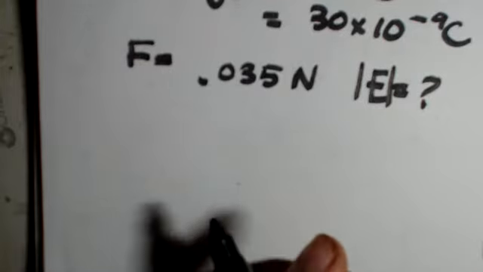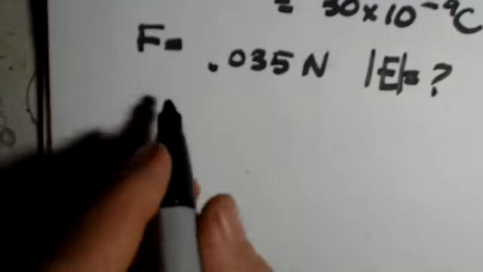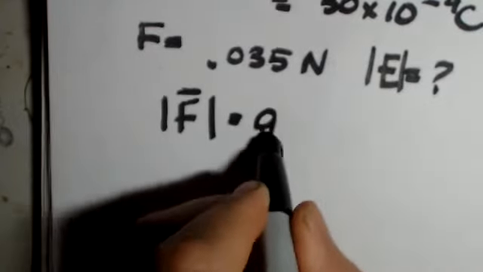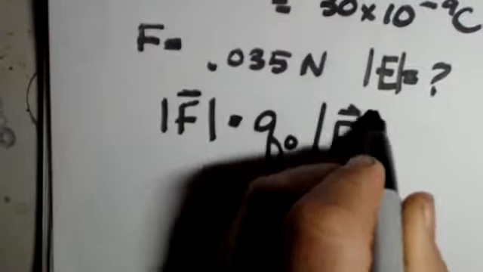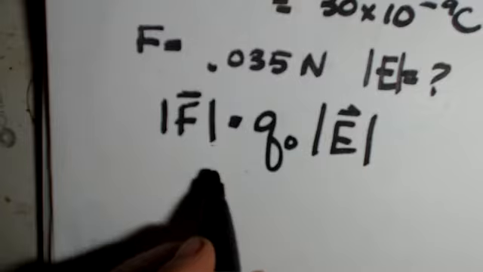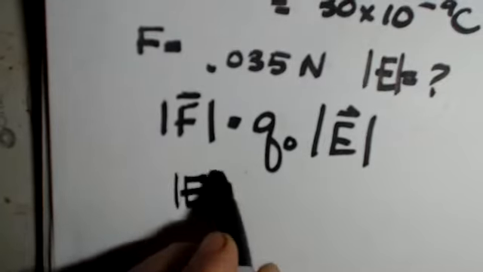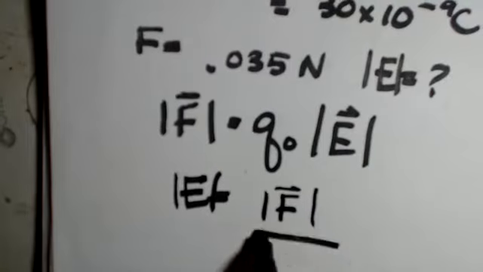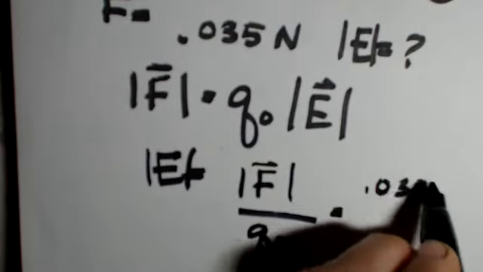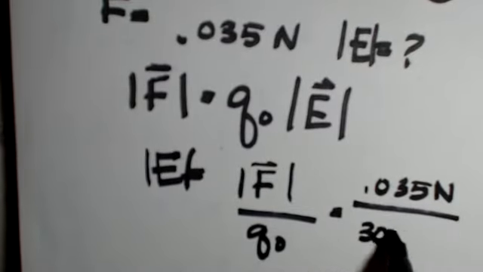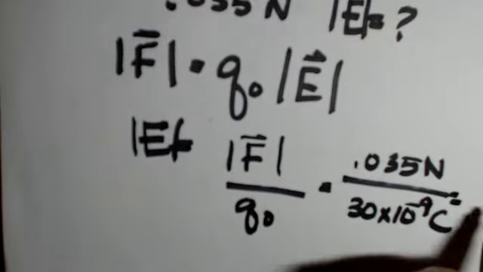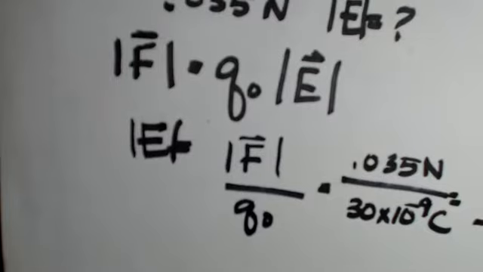When I look at the notes, there is a formula that says the magnitude of the electric field force is equal to the test charge times the magnitude of the electric field. So I need to find E. E is simply the magnitude of the force divided by the value of the test charge. So that's pretty straightforward: 0.035 newtons divided by 30 times 10 to the minus 9 coulombs. And that's pretty easy. Now it only wants the magnitude.